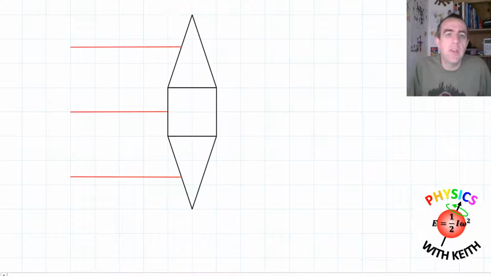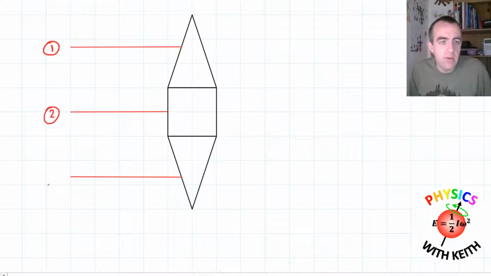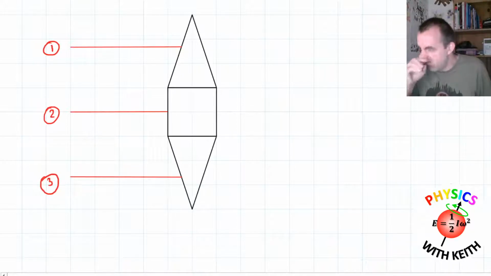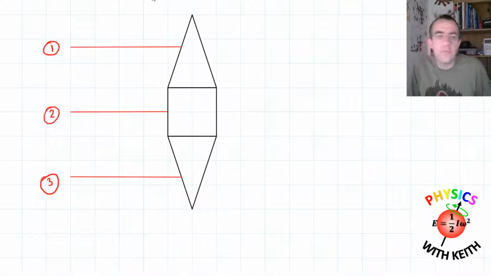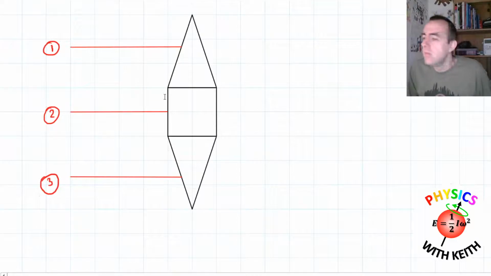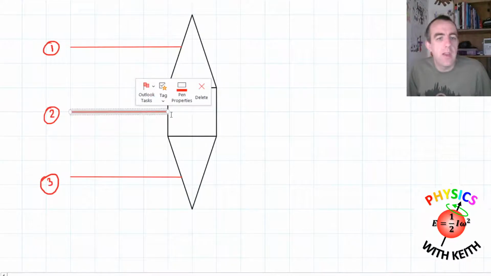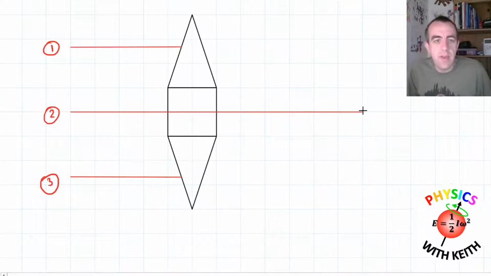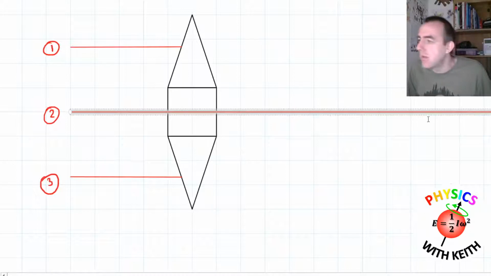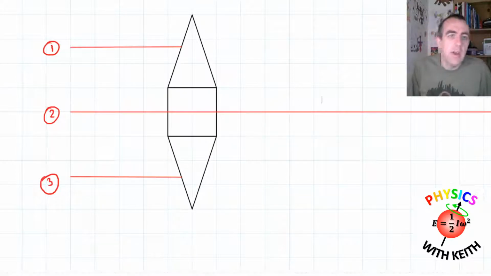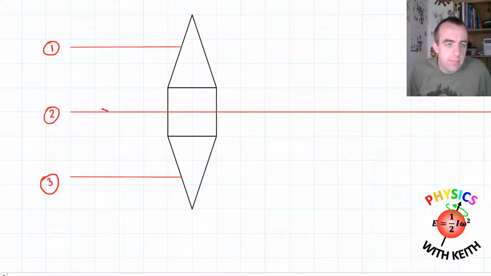So what do you think happens to that middle ray? Let's number these ray 1, ray 2, and ray 3. So what do you think happens to ray number 2? Goes straight through. Absolutely right. It goes straight through, undeflected. And I'm just going to draw this all the way over here because it carries on forever and ever. So there we have our ray. We'll draw arrows to indicate the direction of the ray, passing straight through the medium undeflected.